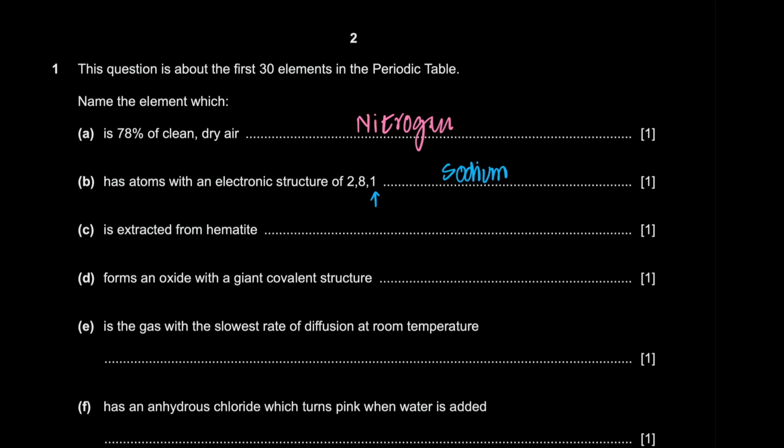Extracted from hematite, they're talking of course about iron. Forms an oxide with a giant covalent structure, silicon, I guess. Is the gas with the slowest, would mean heaviest, so that has to be chlorine.